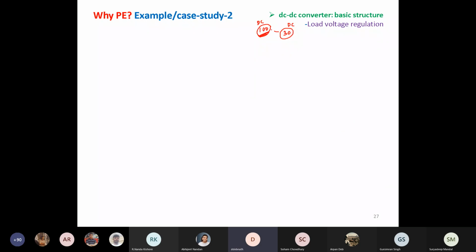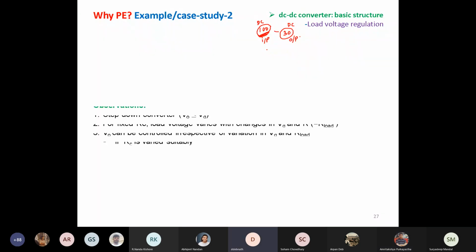Any solution? Is the problem statement clear? I'm not audible. Yes, sir. Yes, sir. You're audible. So we can use a resistive divider, but that will be lossy. Exactly. That's the point.